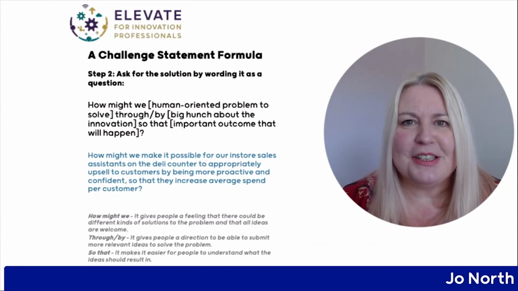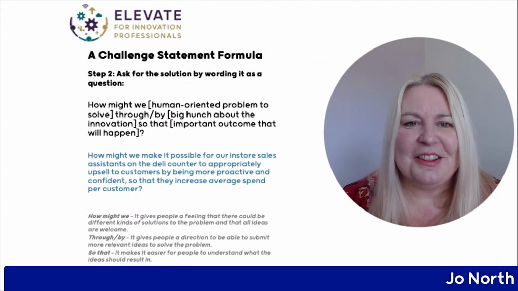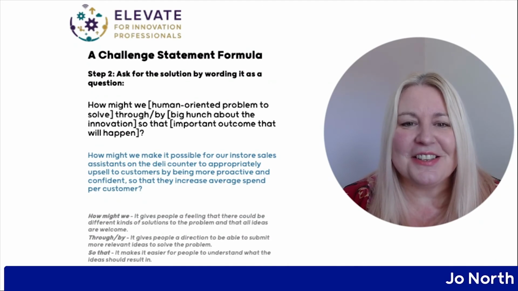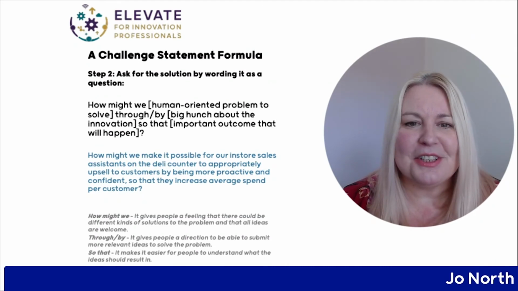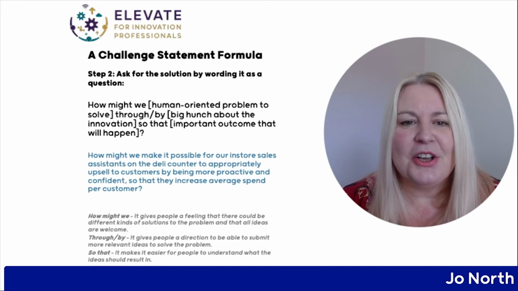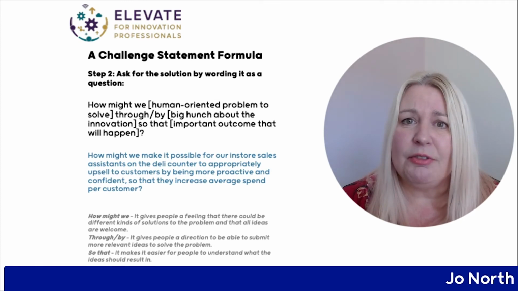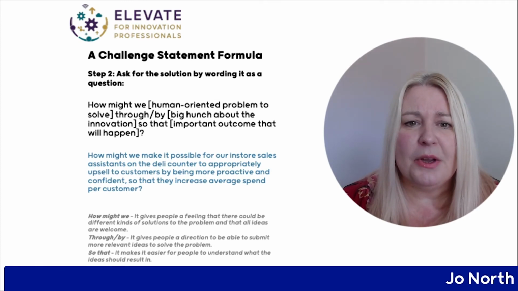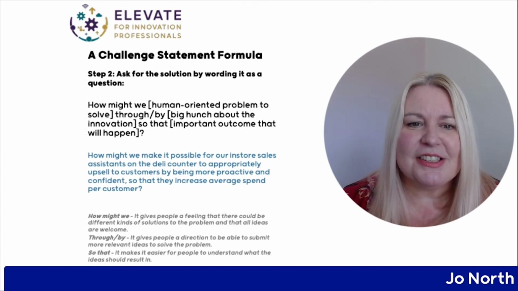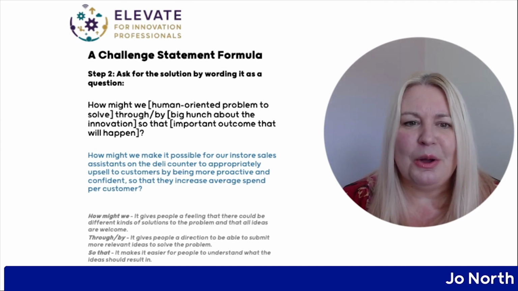And a great way of doing this is by adding "how might we" at the beginning. So, how might we make it possible for our in-store sales assistants on the deli counter to appropriately upsell to customers by being more proactive and confident so that they increase average spend per customer? And you can see that this time round I've tightened up the outcome. I haven't just talked about upselling, I've talked about increasing average spend per customer. So by turning it into a question and refining the challenge statement further, we're getting more specific, we're getting greater clarity about what it is we want to do and why.